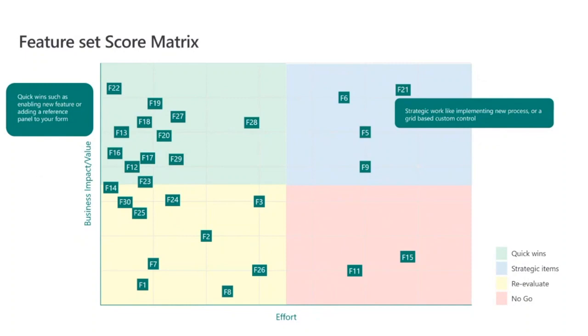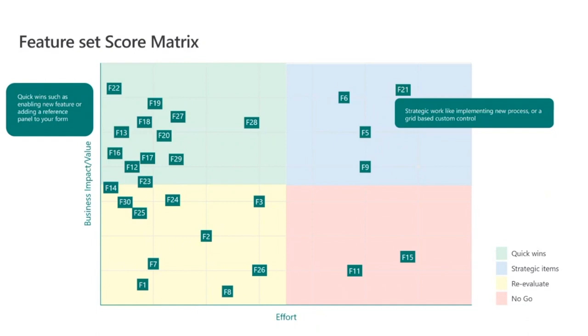As you're building your backlog, it's a good practice to look at the work in terms of business value and effort required. If you look at this chart, the top left corner here represents my quick wins, or these features that will have most of the impact in terms of value to the business user with minimal effort. You can think of this as enabling a new feature or adding a reference panel to your form.